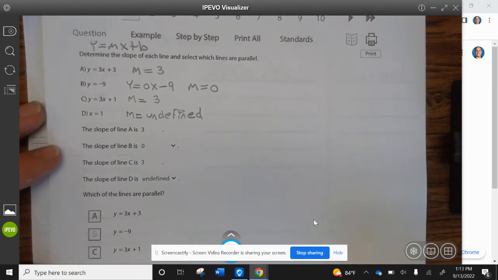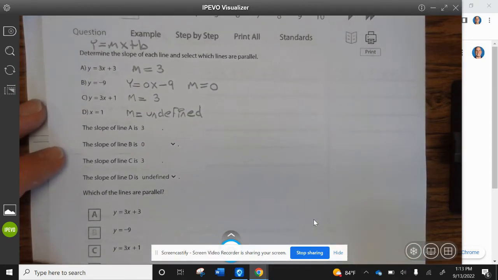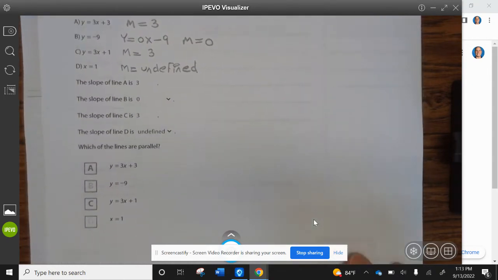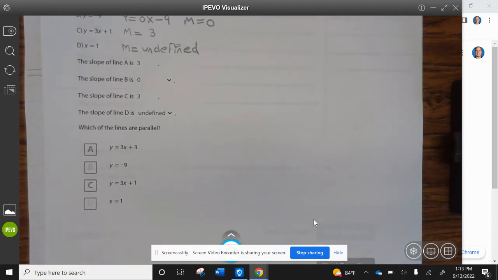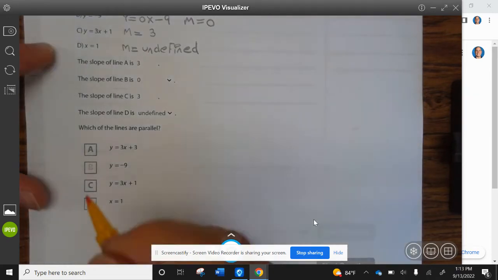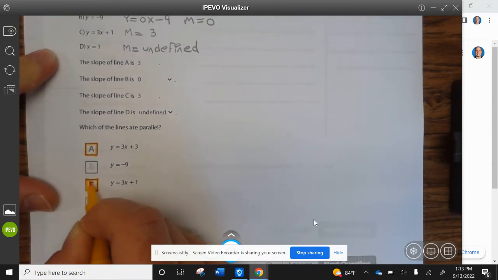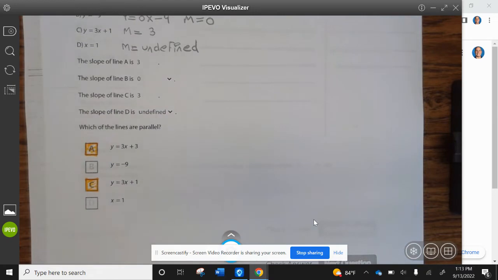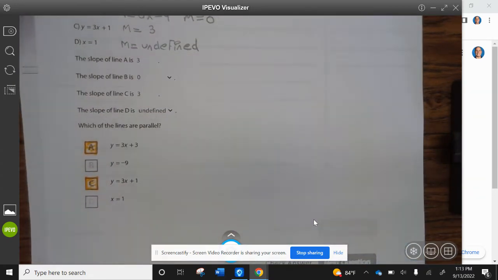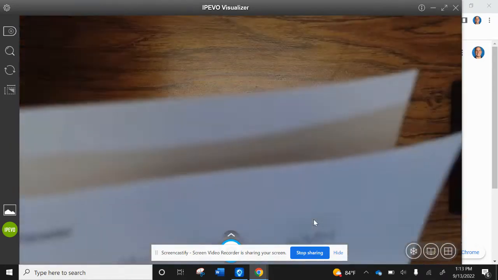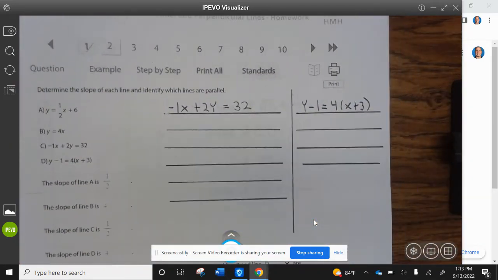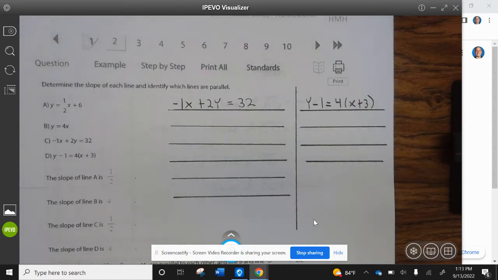Okay, so the slope of a is 3, the slope of b is 0, the slope of c is 3, the slope of d is undefined. Which lines are parallel? A and C, because they're both 3. All right, so we can look at the next example. All right, example 2, determine the slope of each line and identify which lines are parallel.